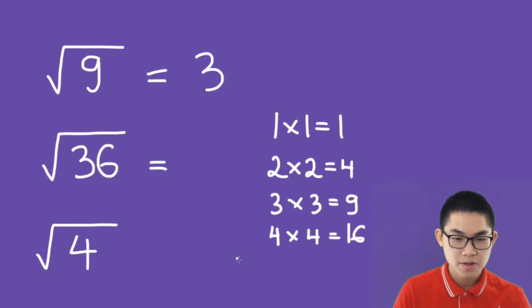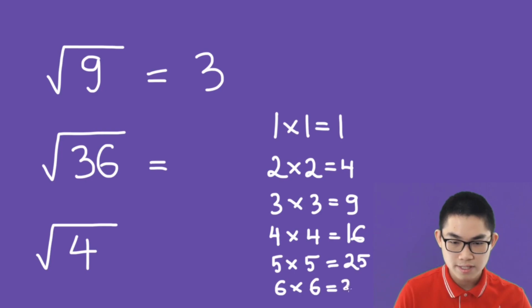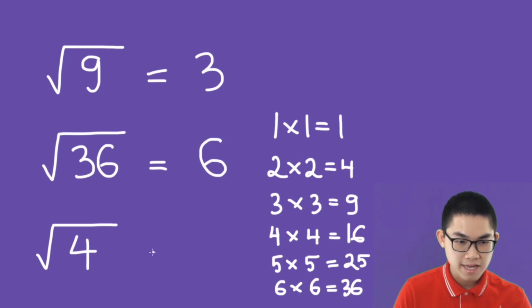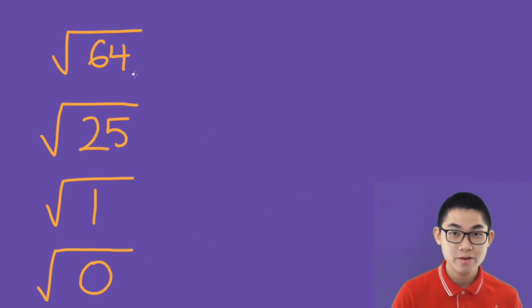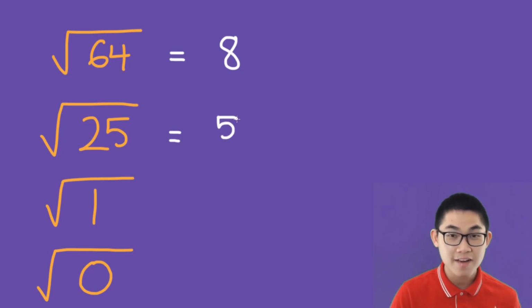How about 36? Well, let's continue on. We have 5 times 5, that gives you 25, and 6 times 6 gives you 36. So the answer here is 6, and the square root of 4 is going to be the number 2. What is the square root of 64? 8 times 8 gives you 64, so the answer is 8. How about 25? You guessed it, it's going to be 5, because 5 times 5 gives you 25. How about 1? Well, 1 times 1 gives you 1, so the answer is 1. And 0 times 0 gives you 0, so the answer here is going to be 0.